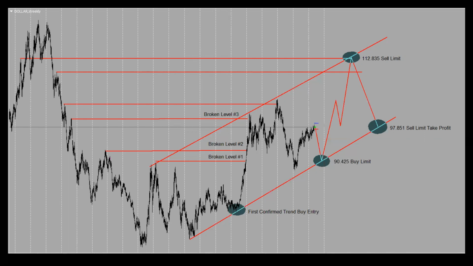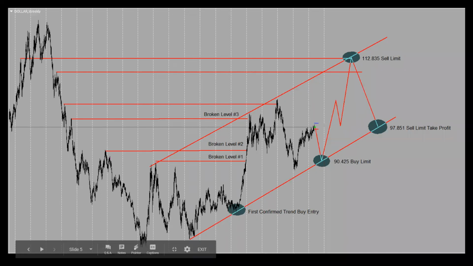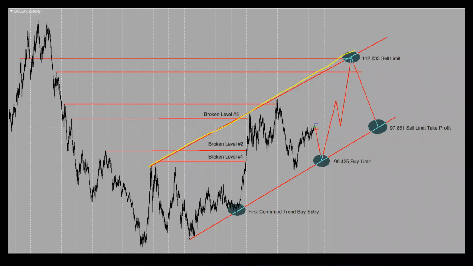So you can already see that the channel has been identified. This channel has been identified. All right, so this was the first point. This is your first confirmed buy in the trend. This is your first confirmed trend of the channel. This is where you know the channel has been created.